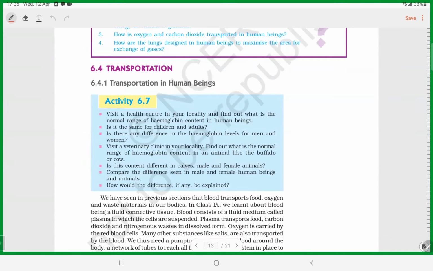We'll start. Right, good. And today we'll start with this chapter, transportation. In the previous classes, we discussed nutrition and respiration. Through nutrition, we get food in simple form. It reaches the blood, and also in respiration, how the gases from the atmosphere are taken and how they reach the bloodstream. So this is what we discussed.